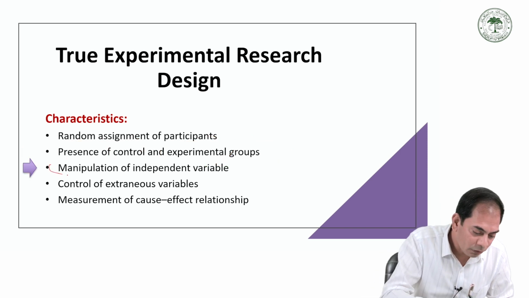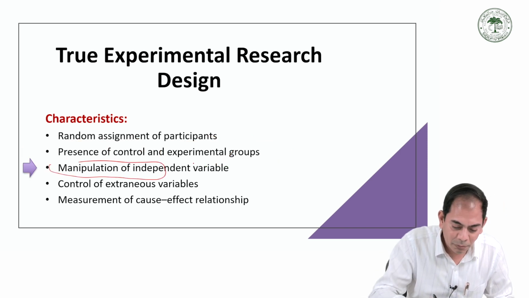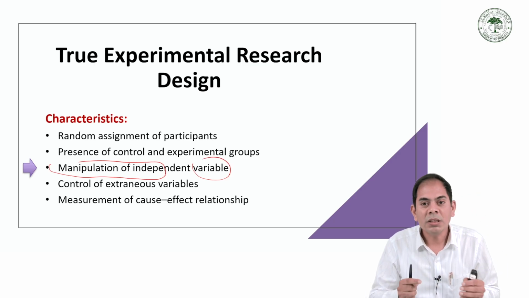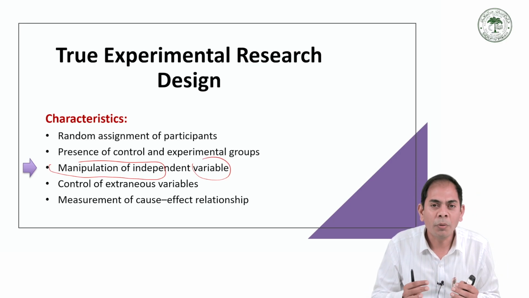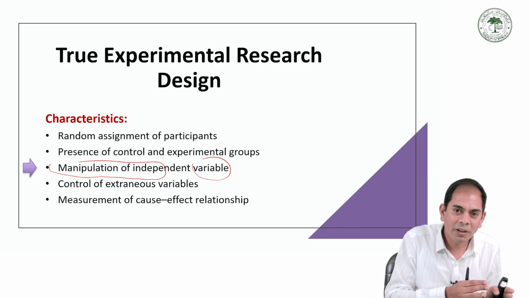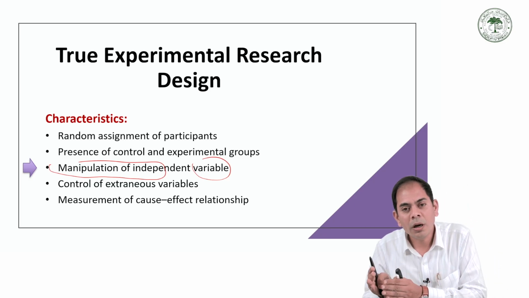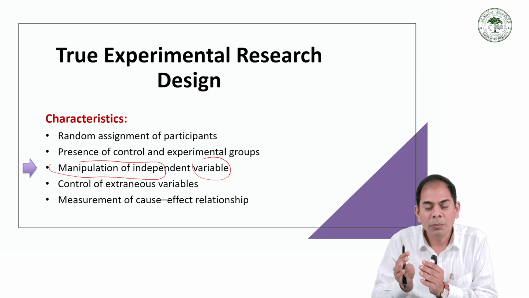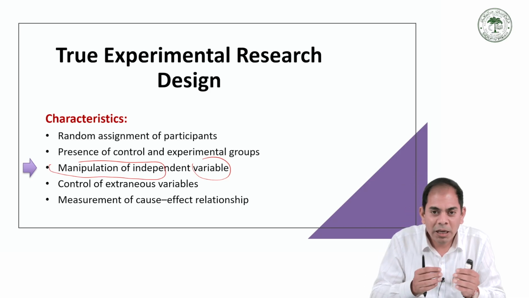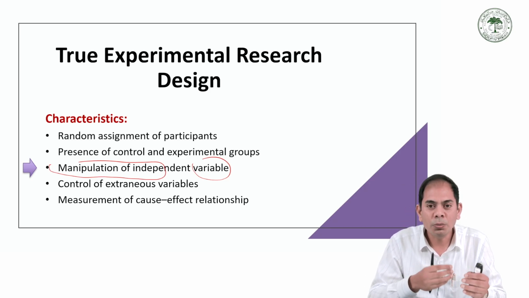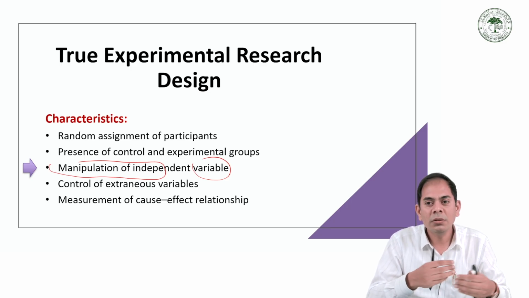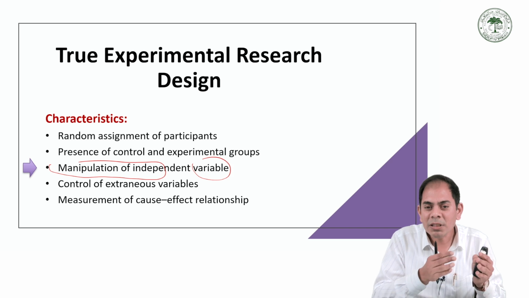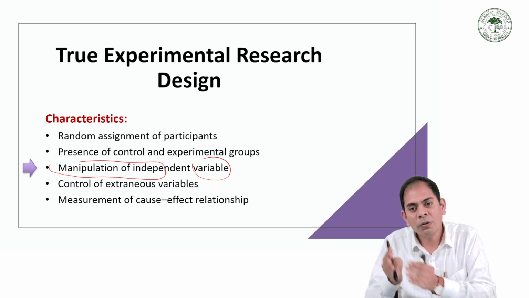The third characteristic is manipulation of the independent variable. The researcher deliberately changes and manipulates the independent variable. We have the dependent variable, which means the output variable. So it is our duty as a researcher to run the experiment with the independent variable, deliberately changing it and trying to find out the effect on the output variable.